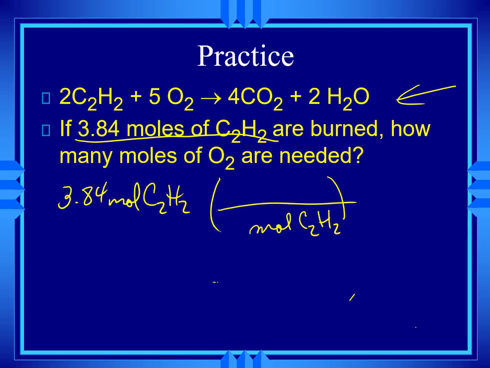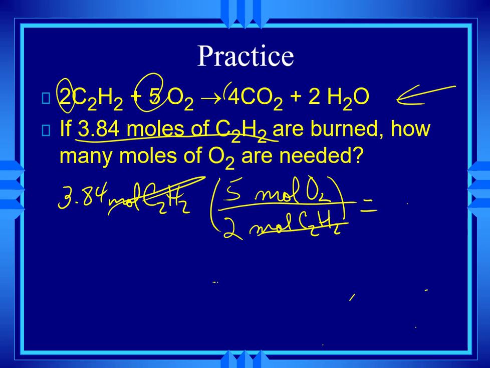Which one should I choose? Well, since it asks about O2, I should probably choose O2. And then I've got moles of O2. Now I just need to know what numbers go in front. The number in front of O2 is a 5, so I'm going to put a 5 in front of O2. Number in front of C2H2 is a 2. I'm going to put 2 there. Just copy them out of the equation. That's the benefit of being able to read it in moles. So then I've got the unit I want. I've got moles of O2.